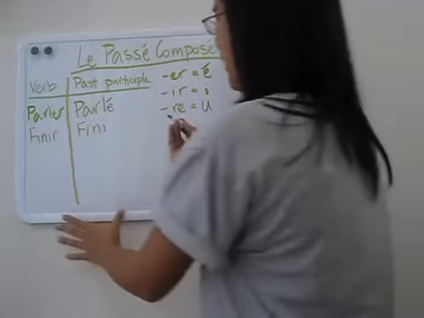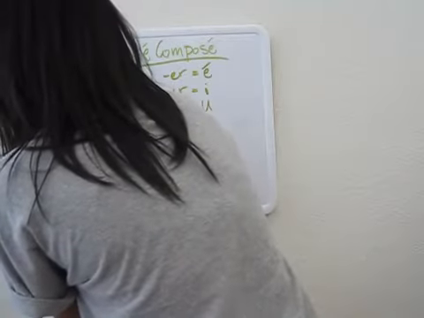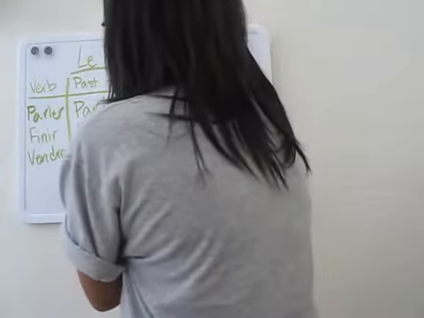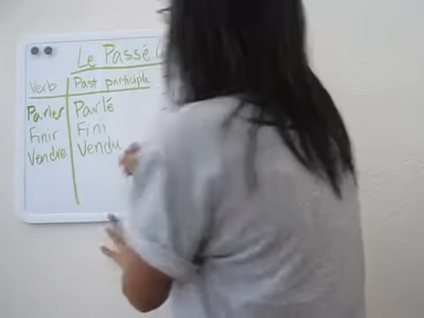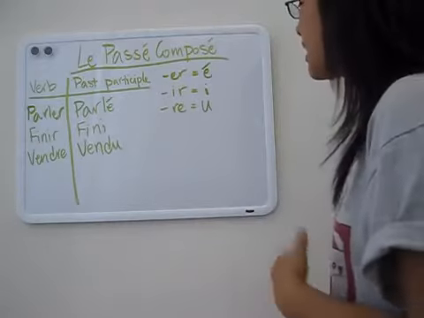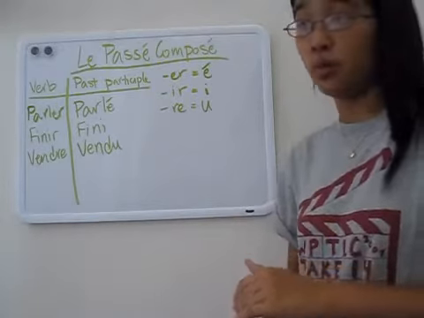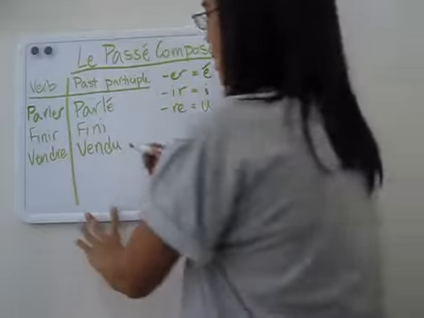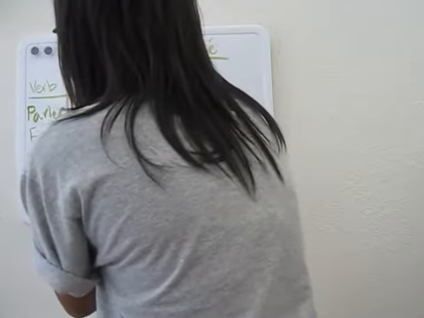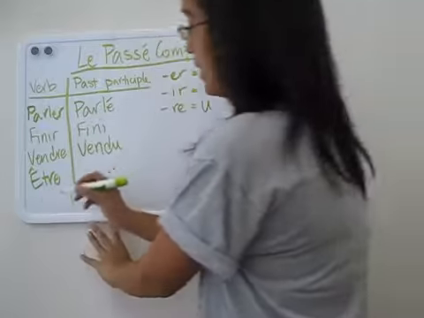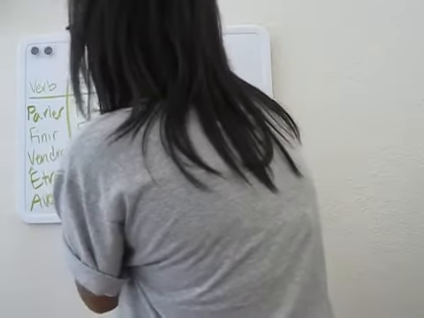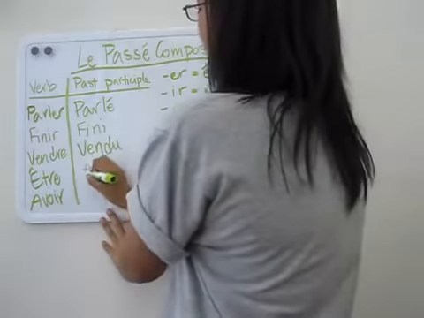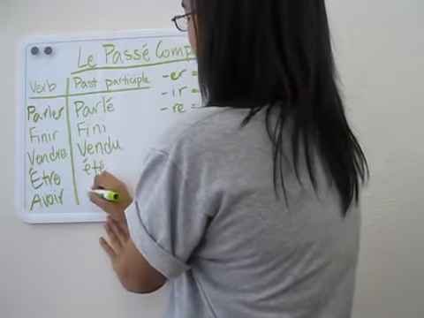The last type of verb, -re verbs, I'll use vendre as an example. Vendre means to sell. And if I take off the -re at the end and add a u, it becomes vendu. Now, of course, there are going to be exceptions to this rule. There are always exceptions to grammar, but the two most important ones are, of course, être, which means to be, and avoir, which means to have. Their respective past participles are été and eu.